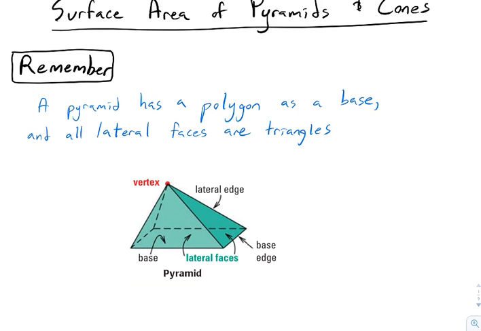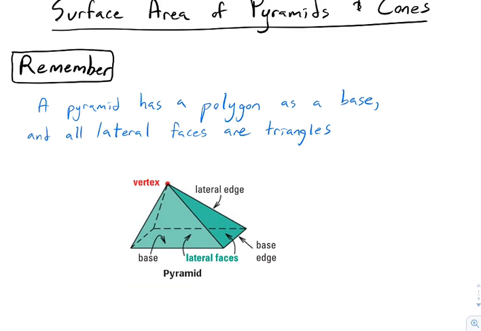So as you have the base down here, you have base edges along the base, and then you have the lateral faces being these triangles that go up to the vertex point. So here's one triangle face, that's a lateral face. Here's another lateral face, and then these edges going up are lateral edges. So just remember some vocabulary.